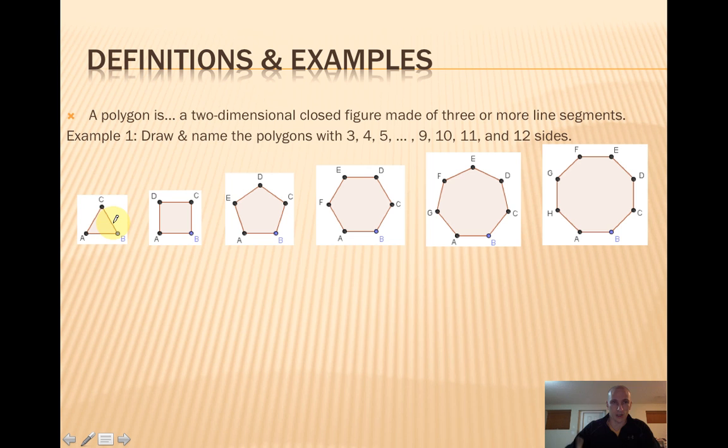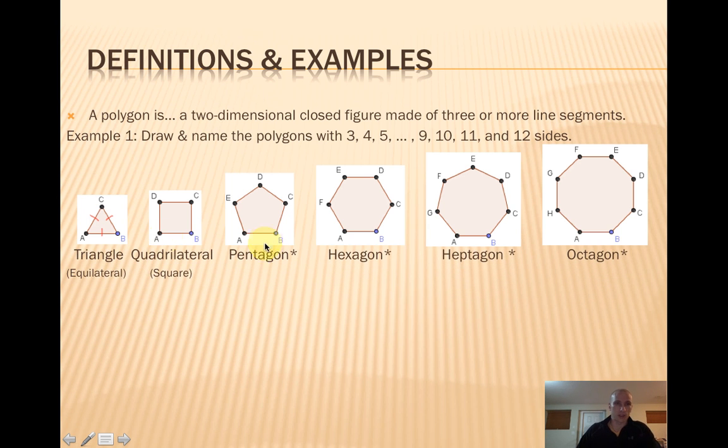Now, this particular triangle has all 3 sides equal, and so that makes it a special kind of triangle. We call it an equilateral triangle. With the quadrilateral, if we have all 4 sides equal and all 4 angles equal as well, then this is a square. And with a pentagon, we have 5 equal sides here. We just refer to this as a regular pentagon.